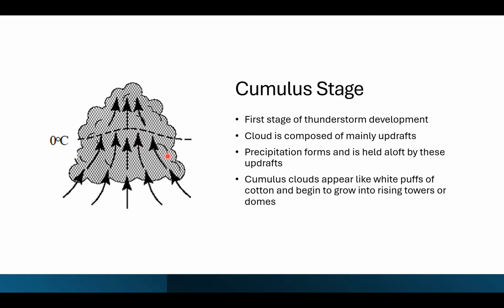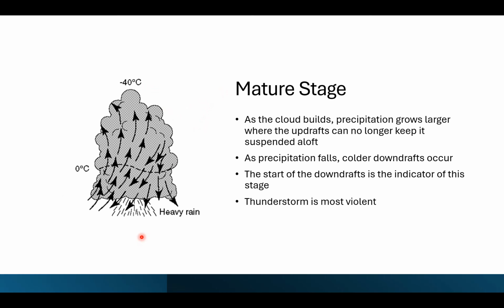Cumulus clouds appear generally in the sky like white puffs of cotton, and they begin to grow into rising towers or domes. So on a hot summer day, maybe you start seeing these cumulus clouds. Next is the mature stage of thunderstorm development.